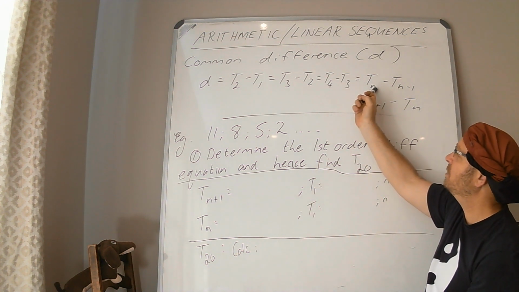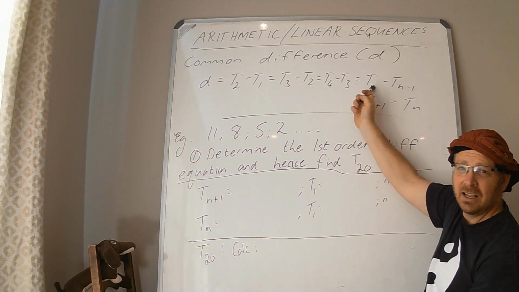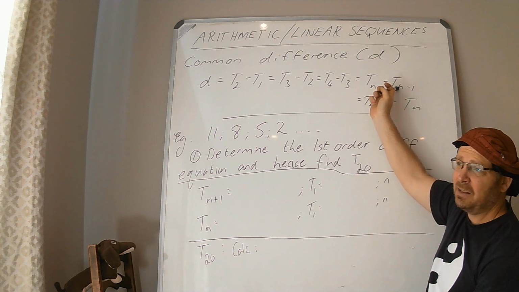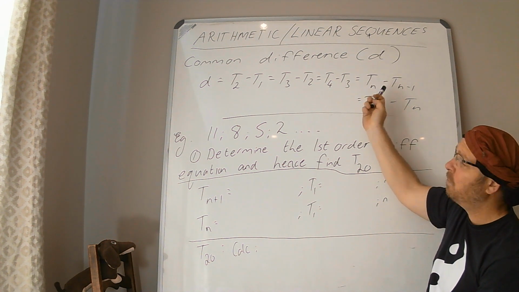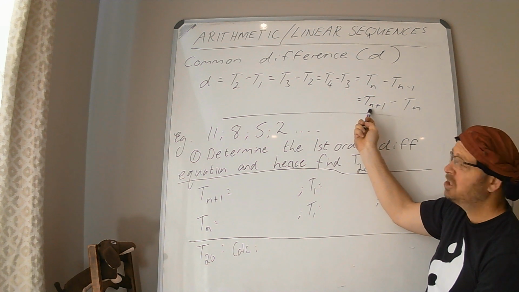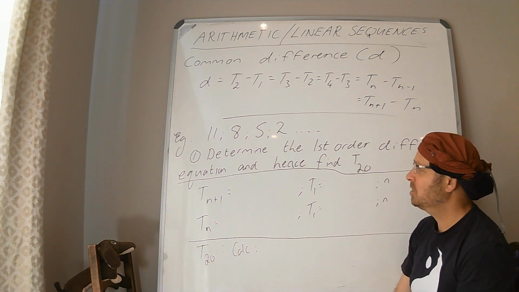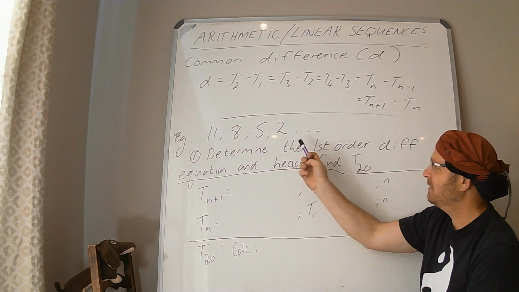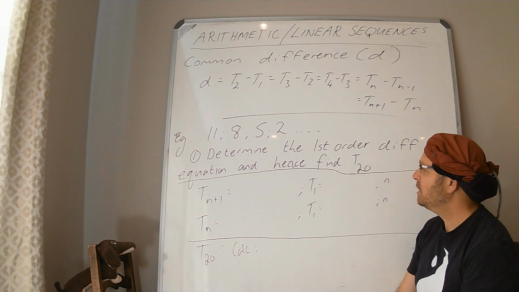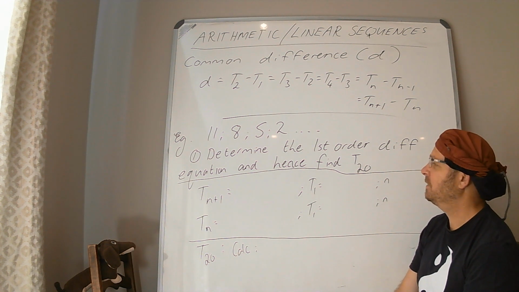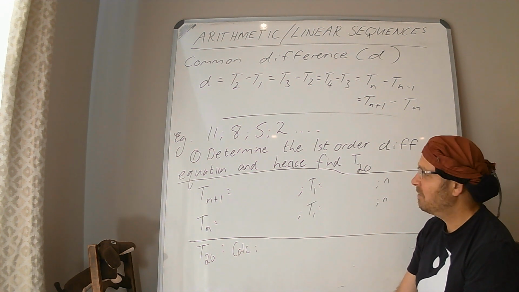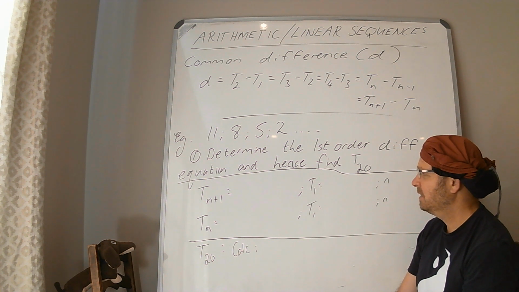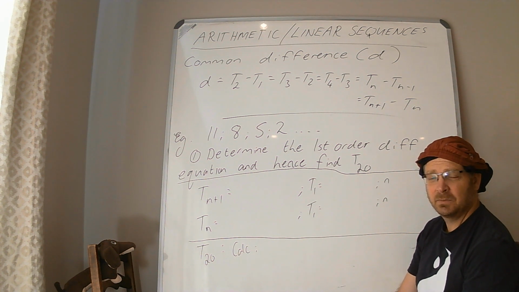General notation we could use: the difference is equal to tn minus tn-1, just means the value of a term minus the term before. You could also write that as term n plus 1 minus term n, saying exactly the same thing. So the first example we're going to do is you've got a sequence 11, 8, 5, and 2. The question is determine the first order difference equation and hence find term 20. Go give that a try. Press pause.